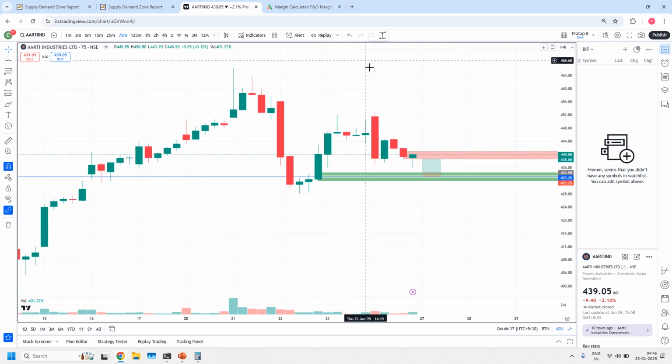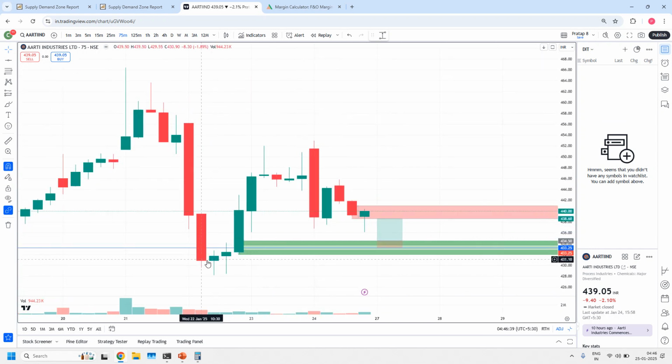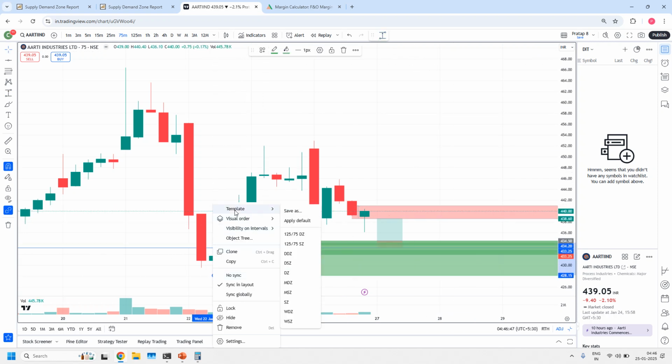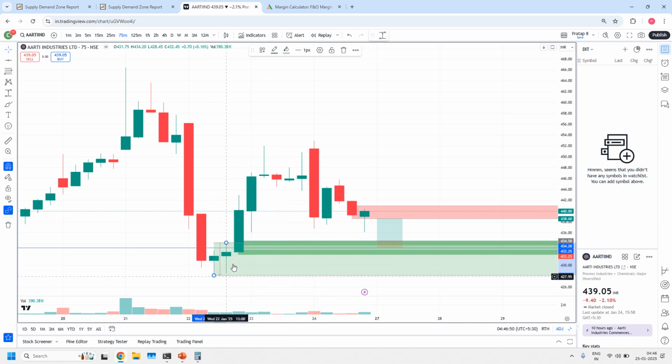Is there any 75 minute zone here? Yes. You have a drop, 2 base candles and a rally. You draw the zone. I have given a light color so that these zones will be visible to you. See, this is the 75 minute zone, and this 15 minute zone is there. Zone confluence. Inside 15, you have 5 minute zones. That's why these 5 minute zones are much more powerful.